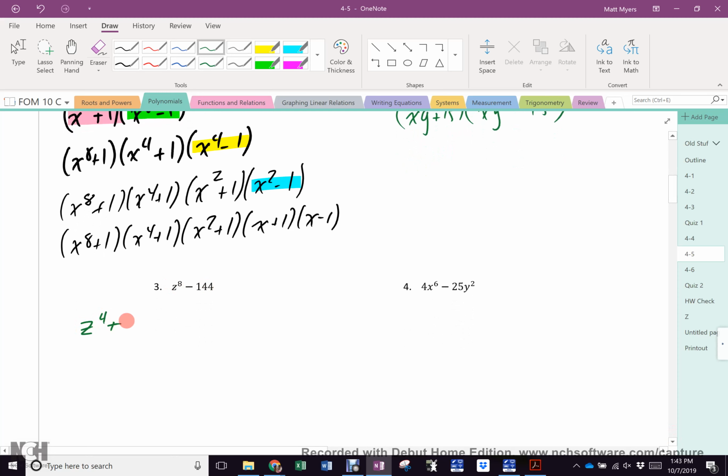Plus, what's the square root of 144? Nice. Then I write it again. Am I done? Look closely. Yes. Why, Braden? Because 12 doesn't have a square root, so I'm done.